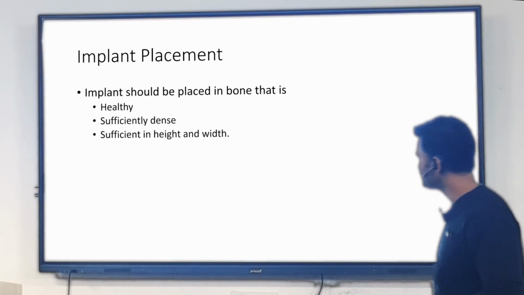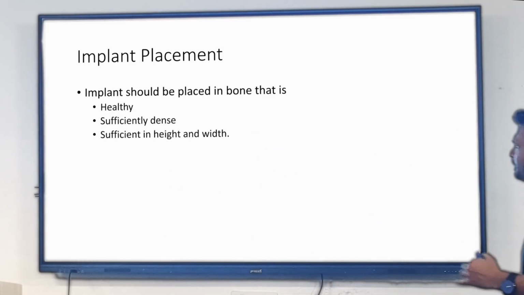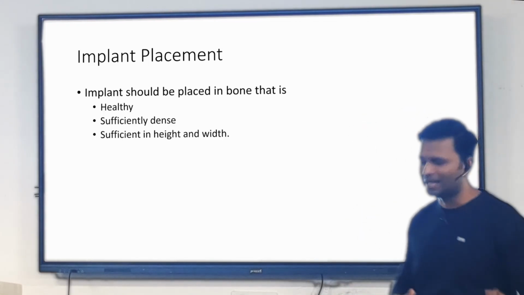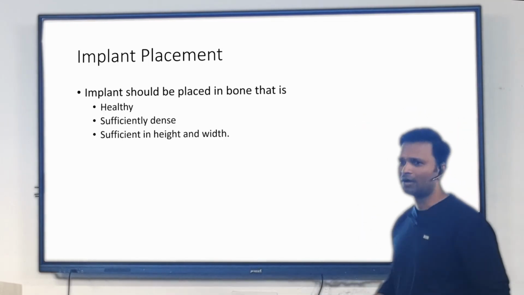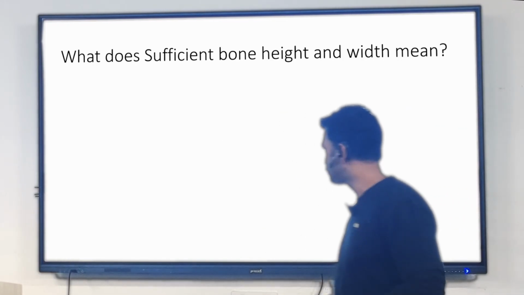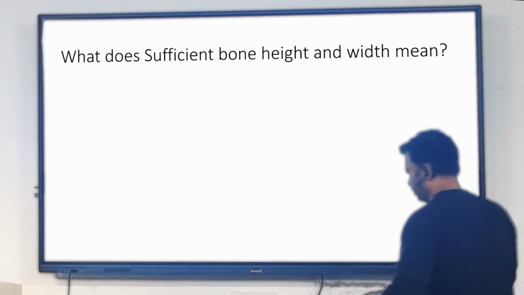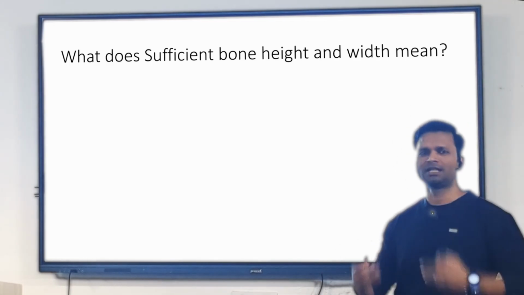Okay, then the implant should be placed in a bone that is healthy, sufficiently dense, and of sufficient width and height. I've already talked about density. I've talked about what it means by sufficient height and width.